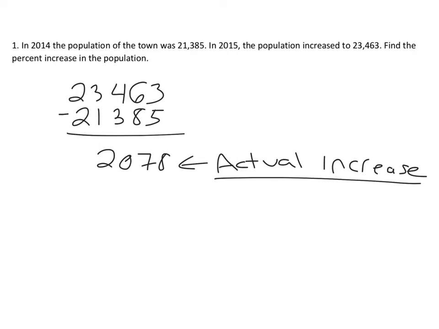So now we need to think, this increase of 2,078, how do I think of this as a percent? Whenever you're doing a percent increase or a percent decrease, it's always a percent of the original. So we're starting here, this is the original, and this is the final number. So what we're saying is 2,078 is what percent of 21,385. And the way that we can do that is just by dividing, taking this 2,078 over 21,385.